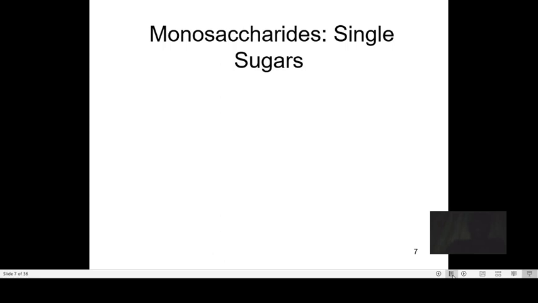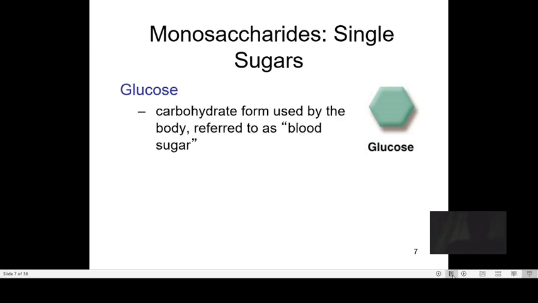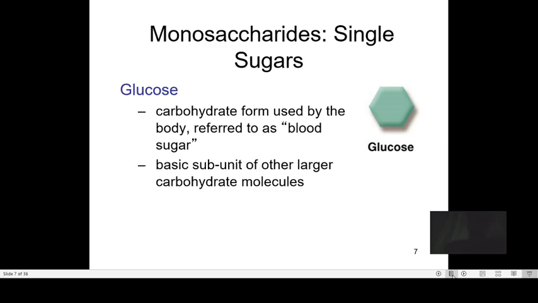Monosaccharide, simple sugar. Example, we have glucose. These are some of the functions of glucose. It is the carbohydrate used by the body, also called blood sugar. It is found in fruit, vegetables, and honey.